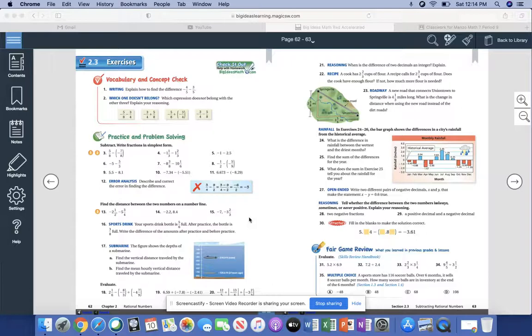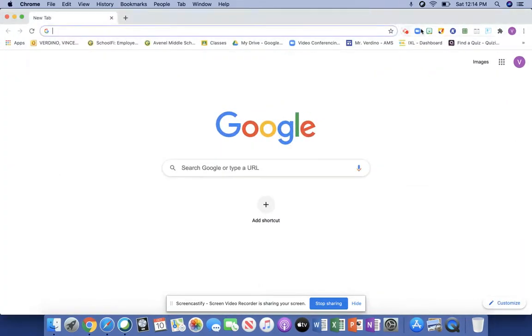All right, so we looked at subtracting integers. Now we're going to look at subtracting rational numbers. Here, you're going to see mixed numbers as well. We talked about converting these to improper fractions. So let me just open up Cami really quick.